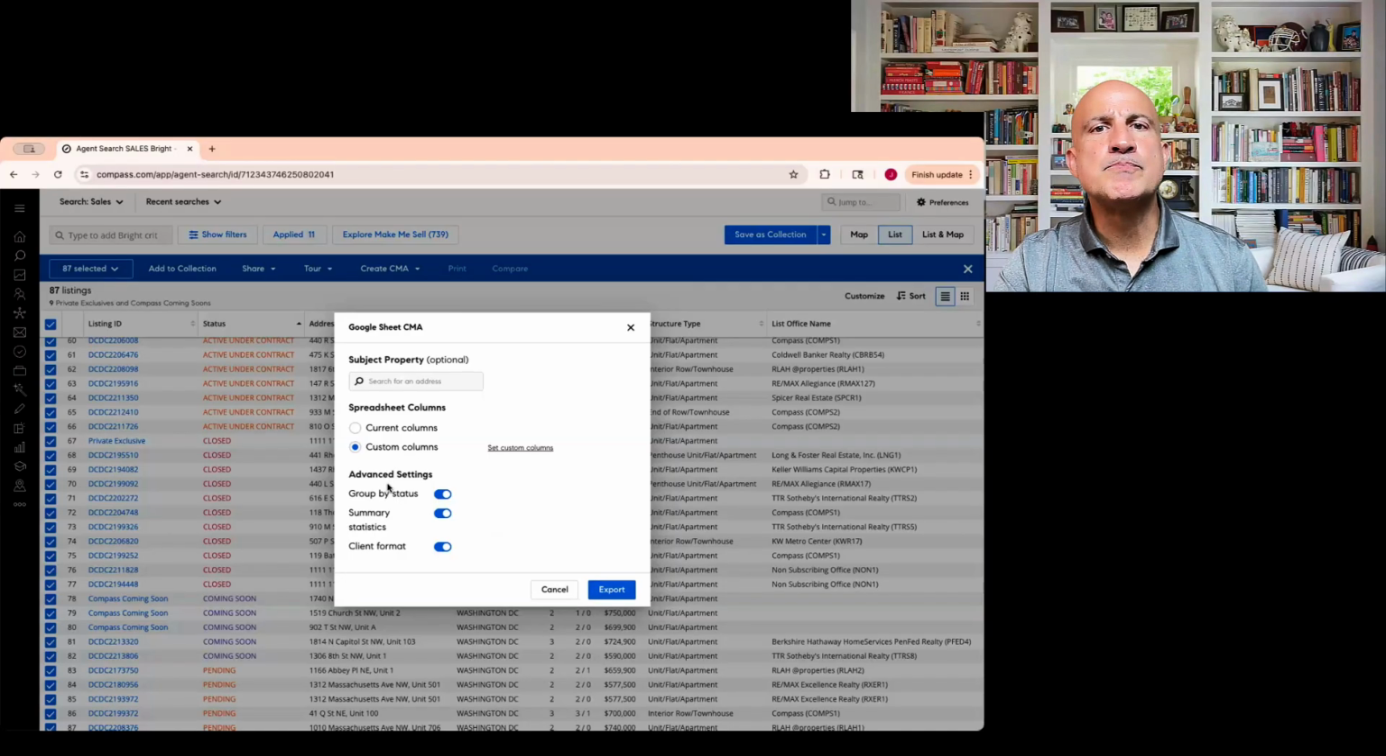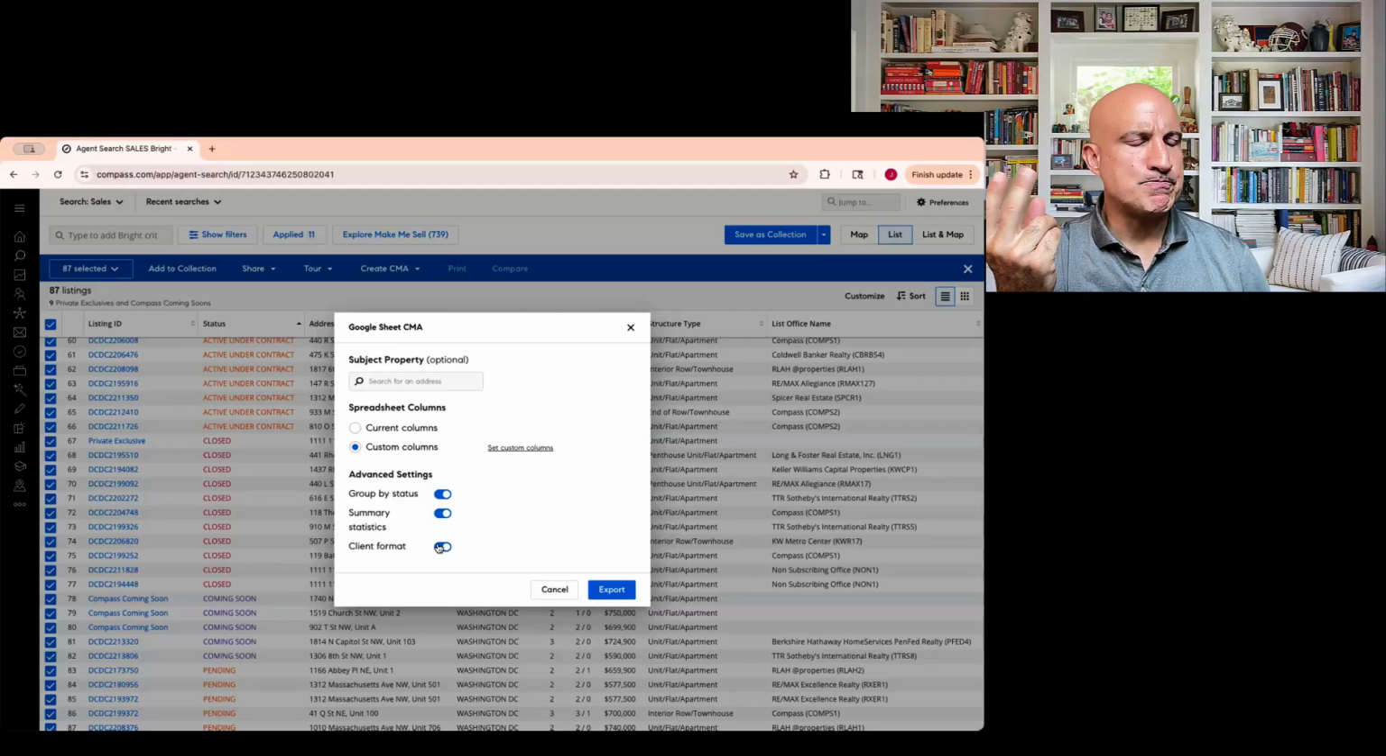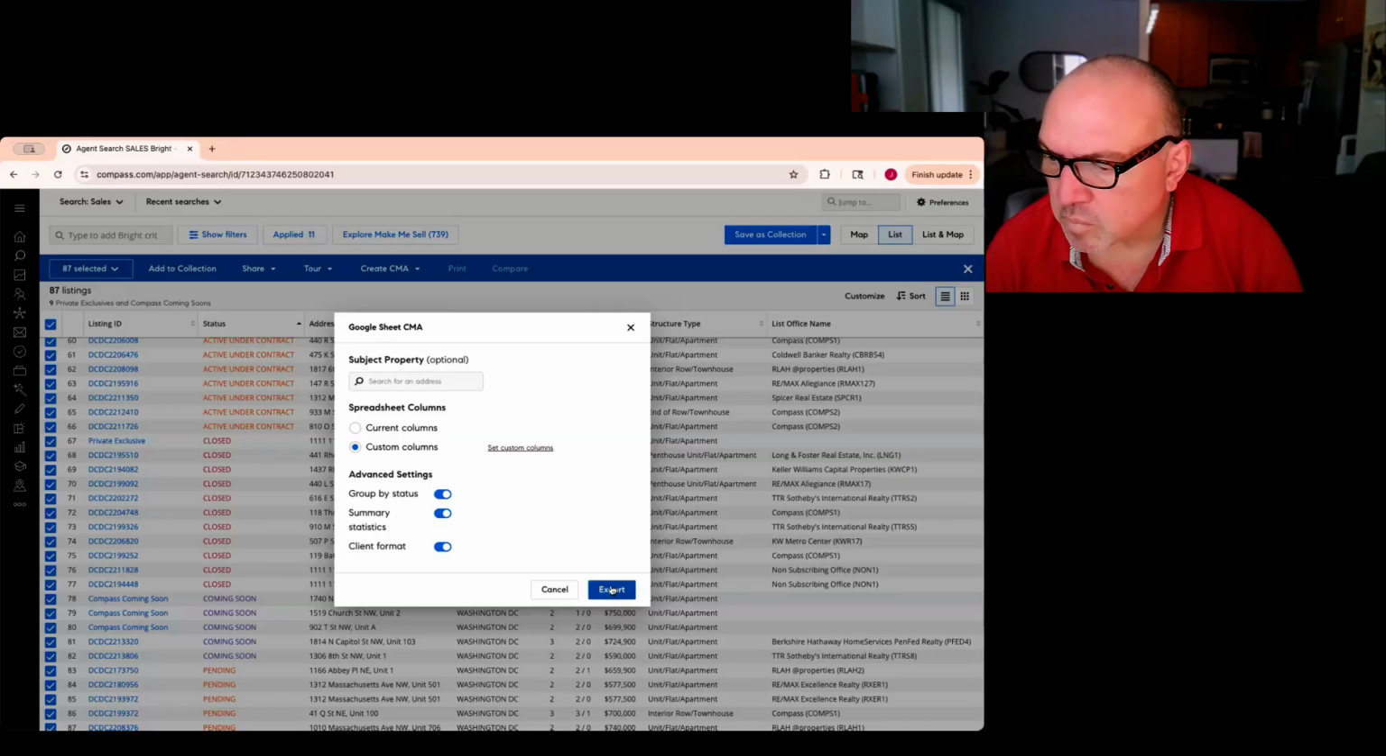I'm sorry, what's the client format? So client format is kind of like MLS, is my understanding. I don't use the client format, or I should say I don't select this on the regular. I think what it does is it eliminates links to the agent information, the listing agent information.